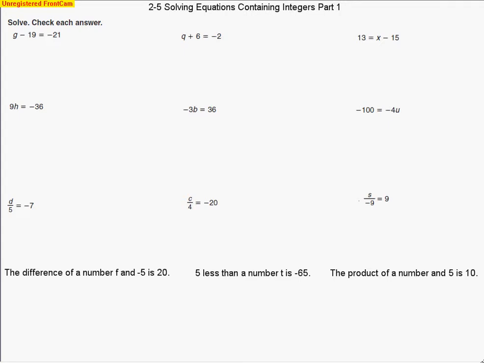Today we are going to solve equations and check their answers. So we've got some subtraction, multiplication, division, and addition to use in order to solve some of these problems. So let's take a look at our first one.